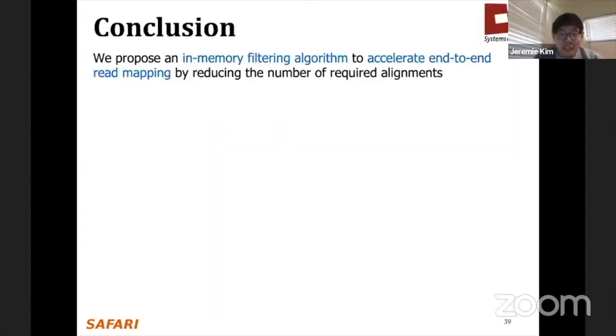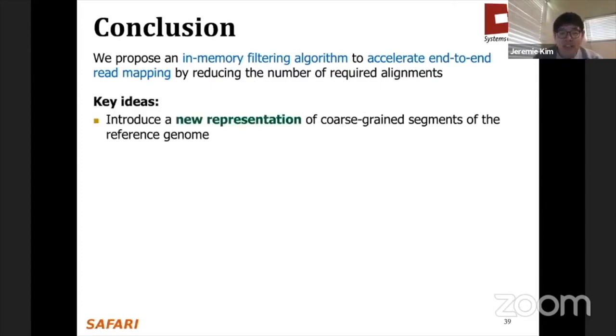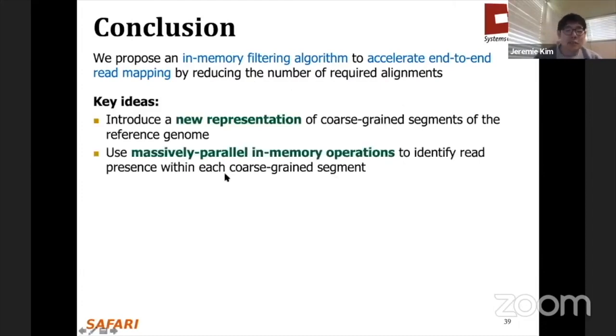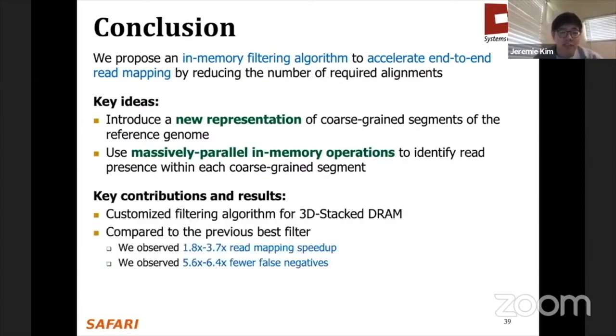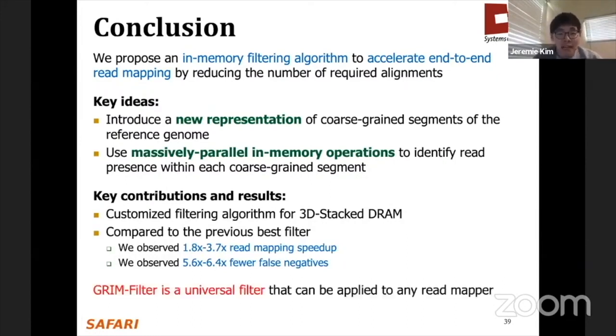In conclusion, we propose an in-memory filtering algorithm to accelerate end-to-end read mapping by reducing the number of required alignments. The key idea is that we introduce a new representation of coarse-grained segments of the reference genome, and we use massively parallel in-memory operations to identify read presence within each coarse-grained segment. Our key contributions and results are that we have a customized filtering algorithm for 3D stack DRAM, and compared to the previous best filter, we observe up to 3.7x read mapping speedup and up to 6.4x fewer false negatives. And Grim-Filter is a universal filter that can be applied to any read mapper.